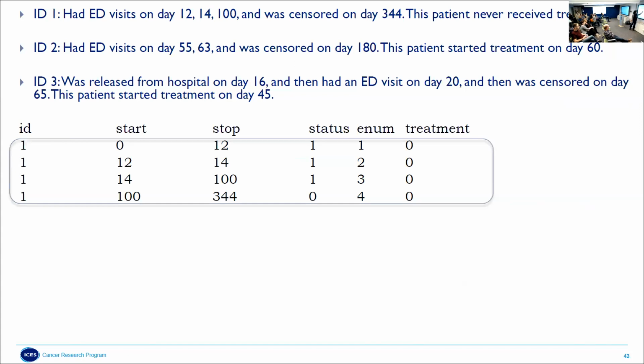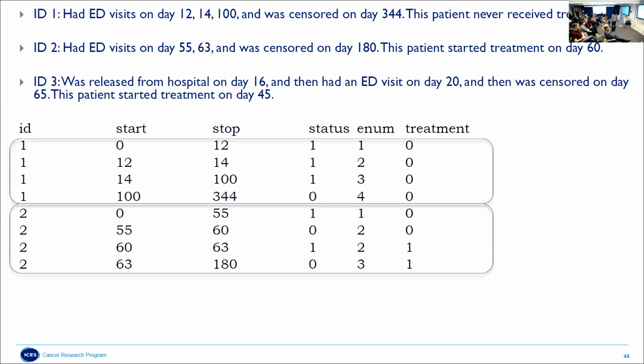Now, enumerate tells me that in the first line, at time 0, they're at risk of the first ED visit. After they've had their first one, they're at risk for their second one. The enumerate count is actually needed if you use the PWP model, because you're keeping track of the ordering of the visits. All right, that's patient 1. They're pretty easy to put into a data frame. Patient 2 is a little bit trickier.